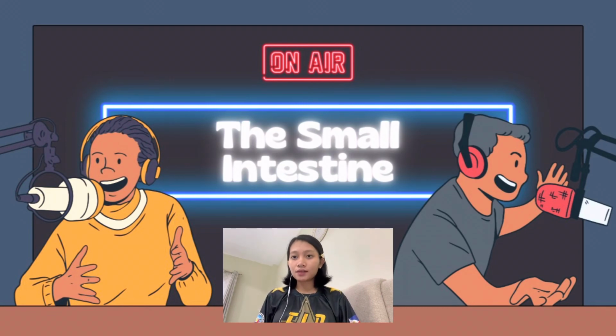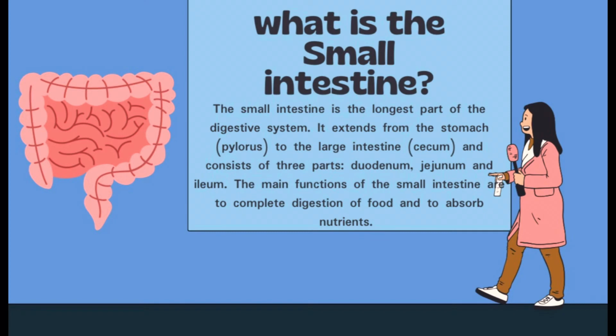My topic is all about the anatomy of the small intestine, its function, and parts. So what is the small intestine? The small intestine is the longest part of the digestive system. It extends from the stomach or pylorus to the large intestine or cecum and consists of three parts, which are the duodenum, jejunum, and ileum. The main functions of the small intestine are to complete digestion of food and to absorb nutrients.